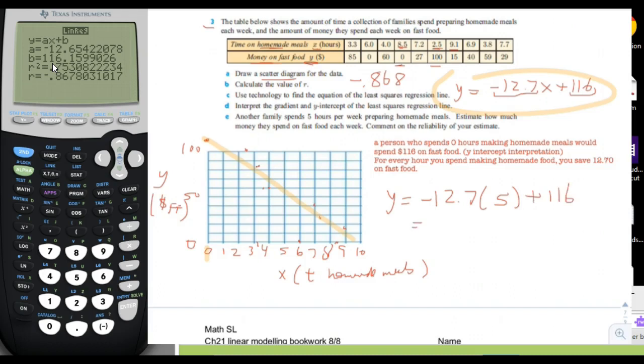And so to get that, we can just use the calculator here, and we'll say negative 12.7 times 5 plus 116 gives us $52.50. Okay, so that's our estimate for part E. Comment on the reliability of your estimate.